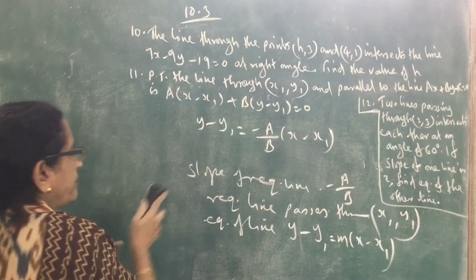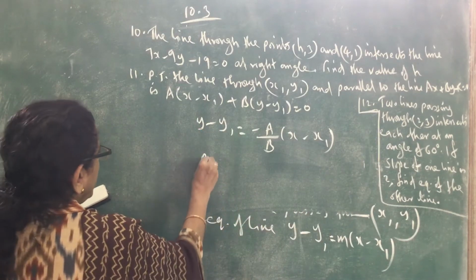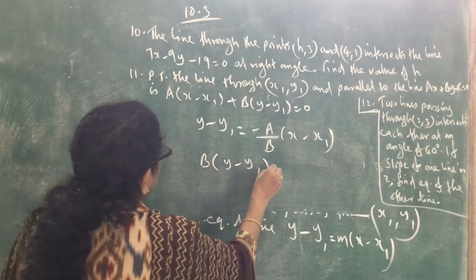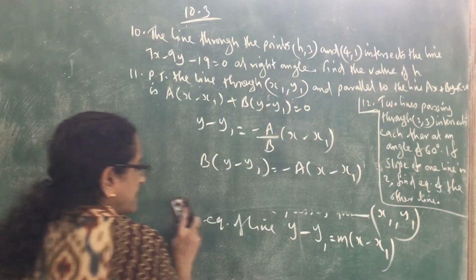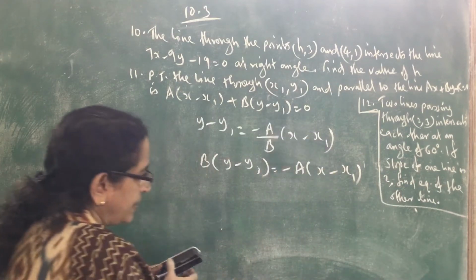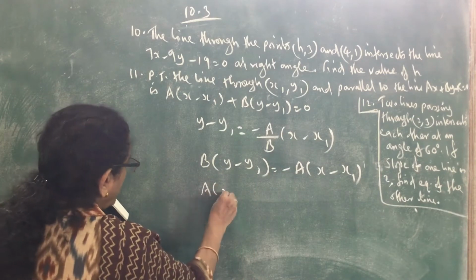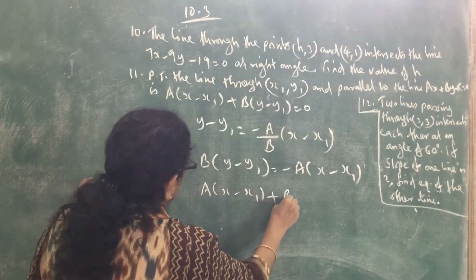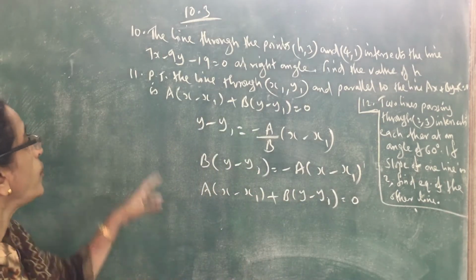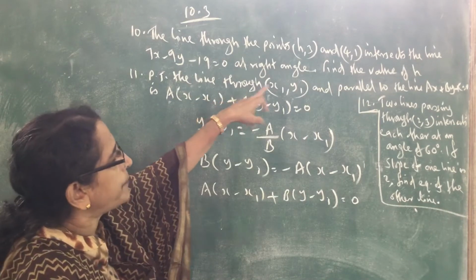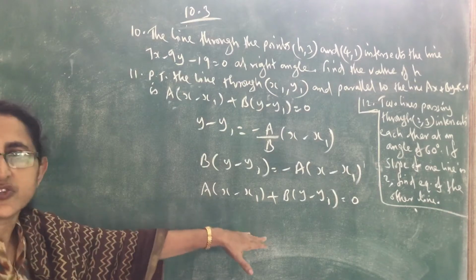Now we can simplify. So cross multiplying, b into (y minus y1) equal to minus a into (x minus x1). Therefore we can take that term to the left side, so minus becomes plus. So a into (x minus x1) plus b into (y minus y1) equal to 0. So that is what we want to prove. The line through this point and parallel to that is a into (x minus x1) plus b into (y minus y1) equal to 0. So this is the equation of the line. So we got the same.